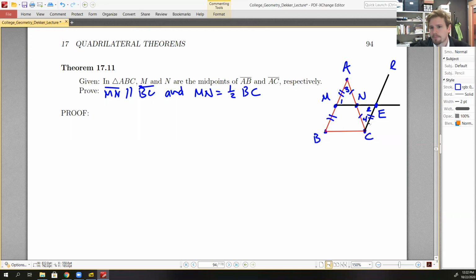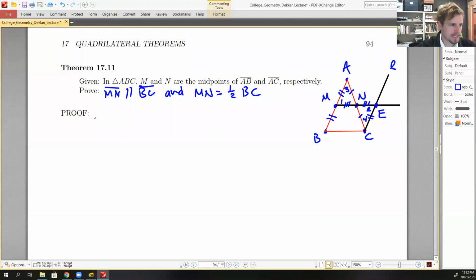From there, we just have to show that this distance is half of this distance. But we get that because this side and this side are congruent. So that length plus that length is this length. And that immediately gives us that this is half the length of that. All right, so I just said to you what the proof is. We're going to go ahead and write it down.